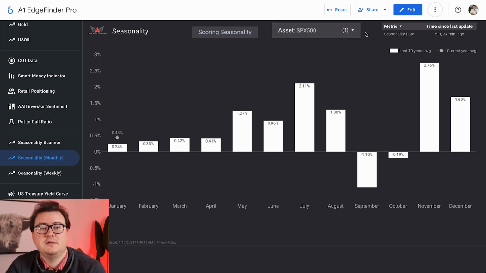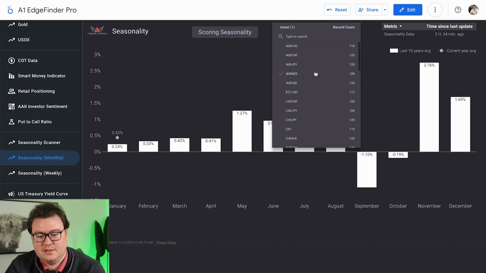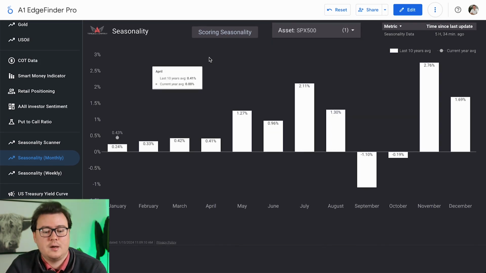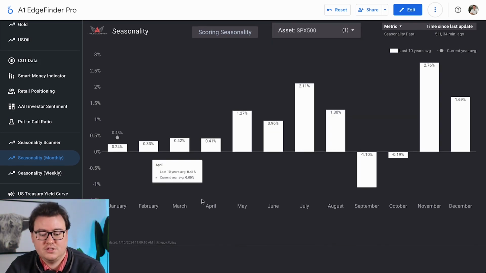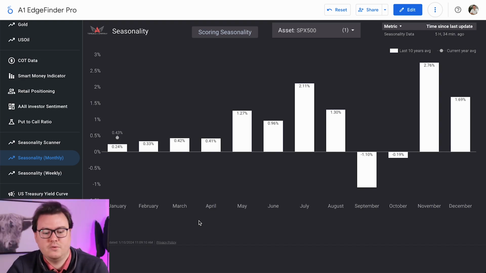So S&P is up first. Again, you can take a look at any of these different assets that we track in the Edge Finder. I'm going to look at two: the S&P 500 and the Euro USD. But starting off here with the S&P, what do you notice immediately about the S&P?